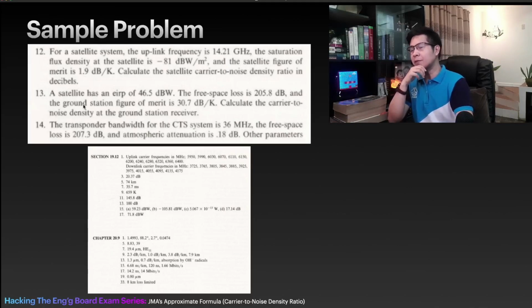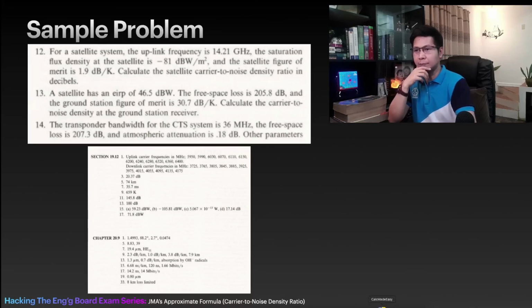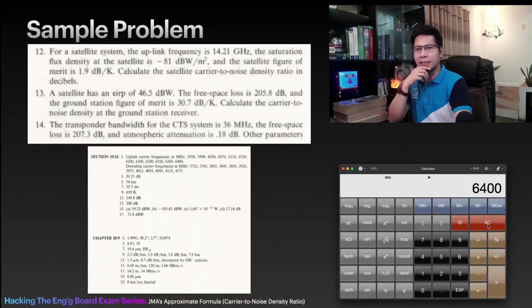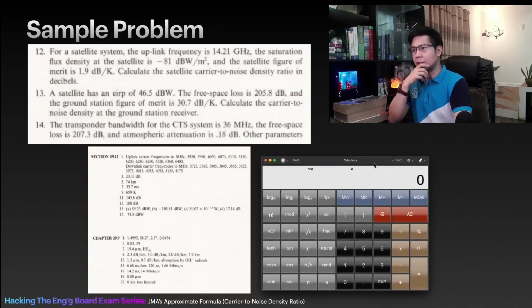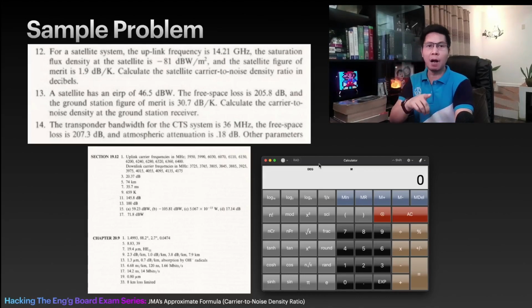So, simple itong tanong na ito. You could easily compute for the carrier to noise density ratio. Kuha tayo ng calculator. I-compute natin to. Pag yung formula ang ginamit natin yung mahaba, hindi ko na siya gagamitin. I'll just use yung shortcut formula ang ginawa ko. Sabi natin, pag carrier to noise density, ano yung gagamitin natin? That's simply the effective isotropic radiated power plus the G over T and plus 25 dB.